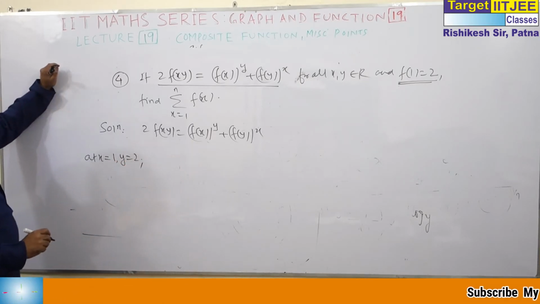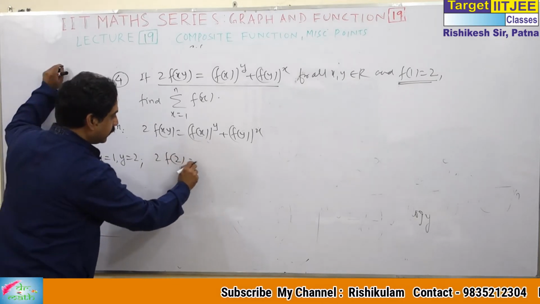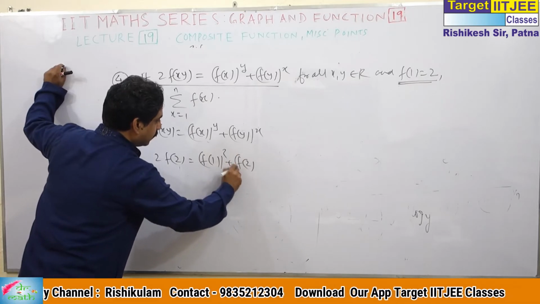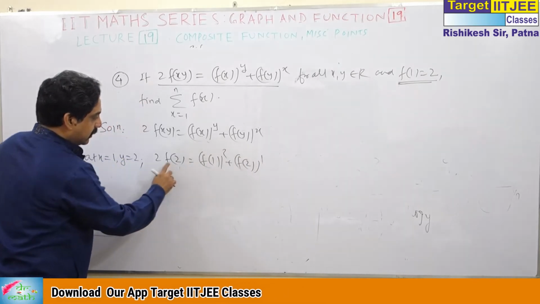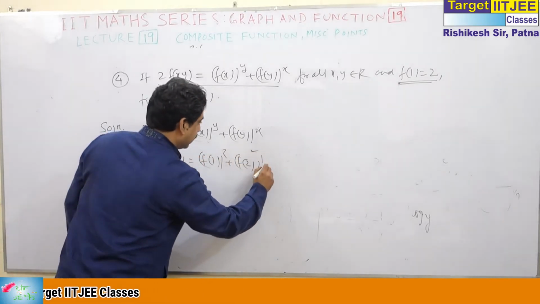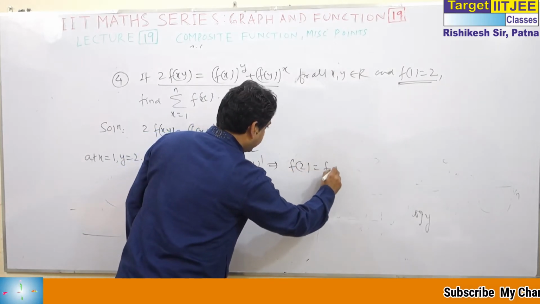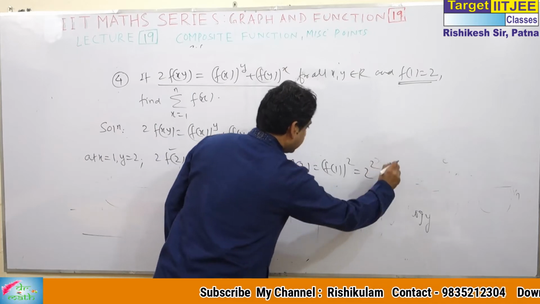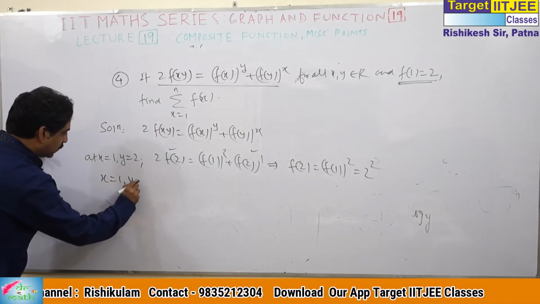With x is equal to 1, y is equal to 2, what do we get? We get 2F2 equals 1 into 2, F1 to the power 2 plus F2 to the power 1. F2 to the power 1 is F2, so this and this give F2 is equal to F1 squared. F1 is 2, so this is 2 squared. F2 is 4.